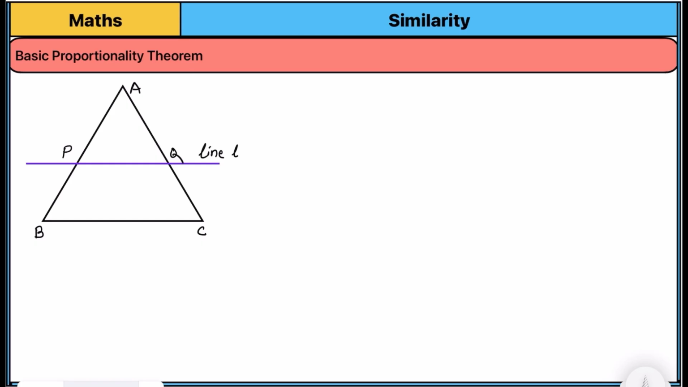We will be looking at basic proportionality theorem. Don't worry, we will make it easy for you. What you see on your screen is triangle ABC. You also see a line L which is highlighted in purple color. This line L is parallel to BC, and this line L intersects side AB at point P and intersects side AC at point Q. What does basic proportionality theorem say?